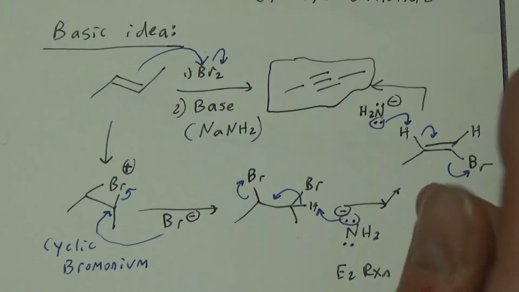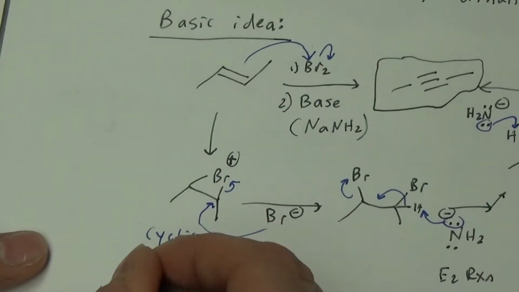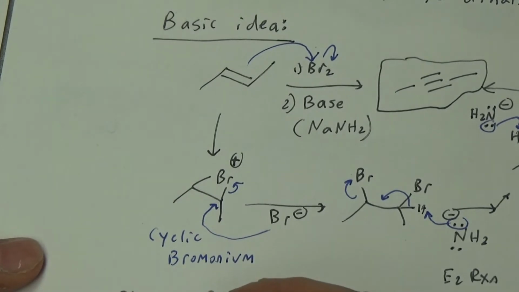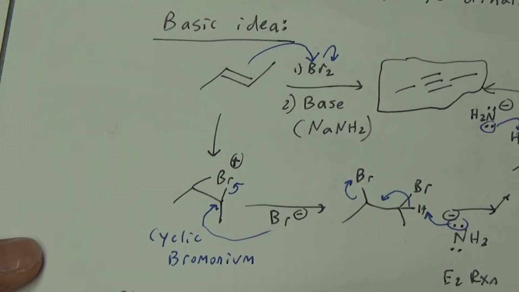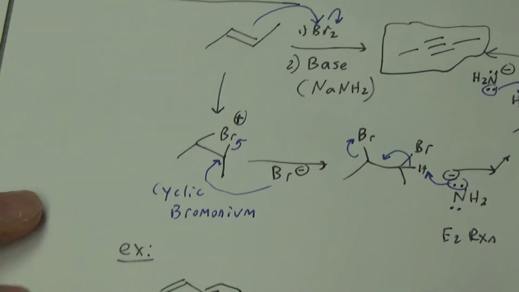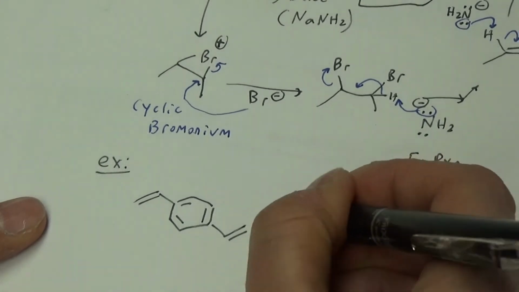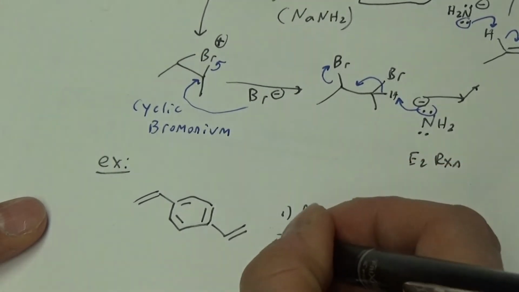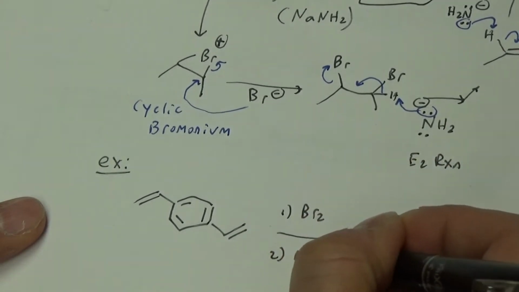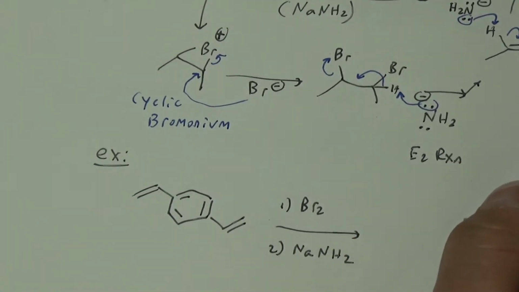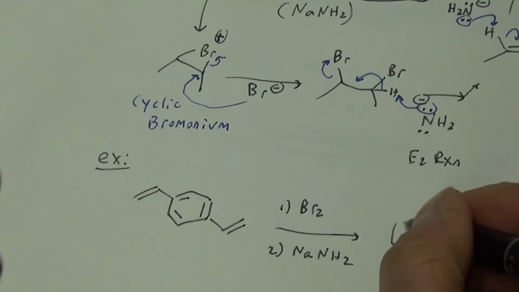Okay. Alright, so let's show another example. What if we have benzene with two alkenes? What happens if we react with Br2 and NaNH2? What do you get? You get the dialkyne.